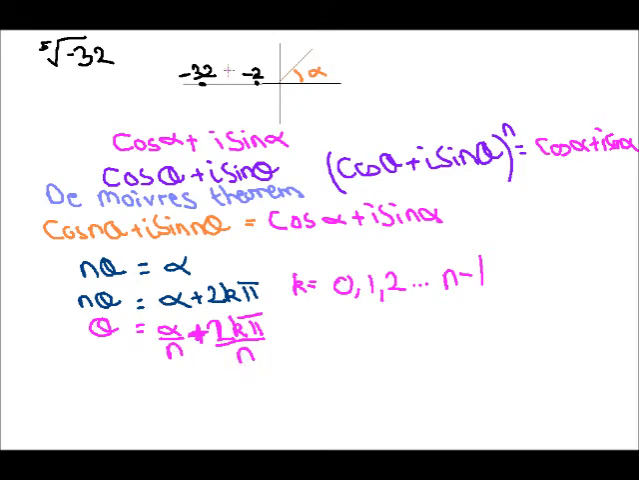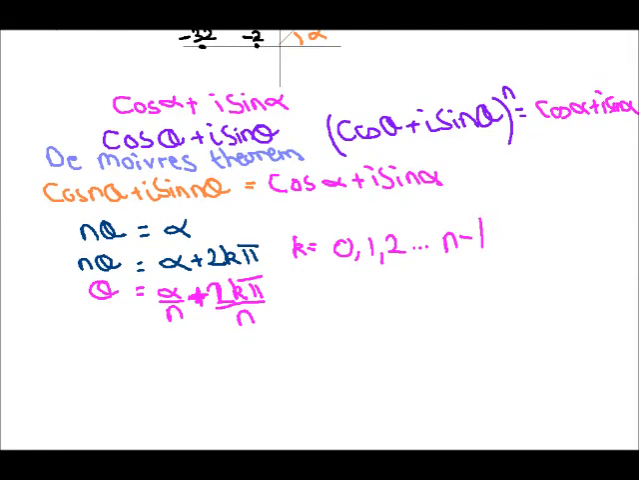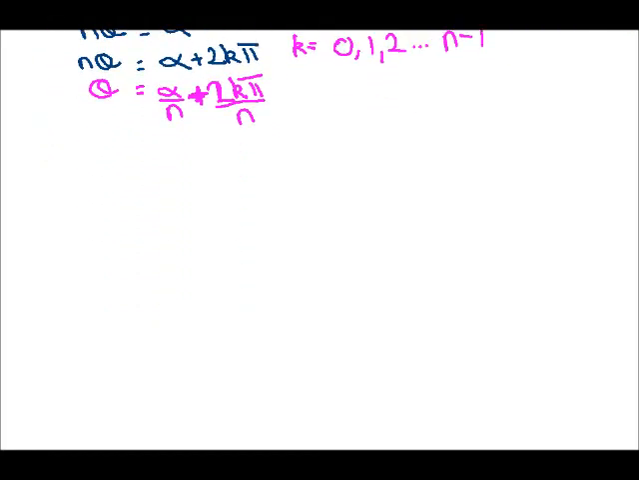Well, let's go back to our original question where we said we were going to find the fifth roots of minus 32. Let's put that in the complex plane and apply this formula and see what it gives us. Okay, right, so we'll draw the complex plane. That's the imaginary axis.